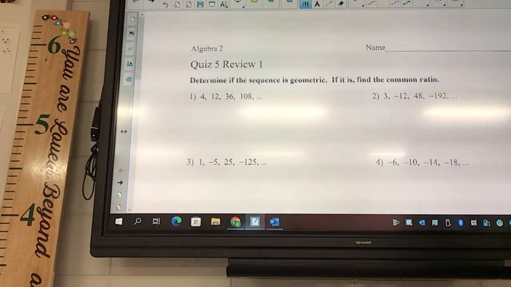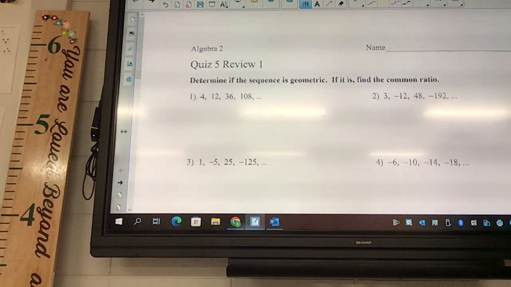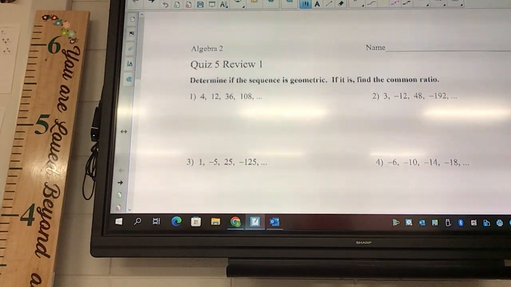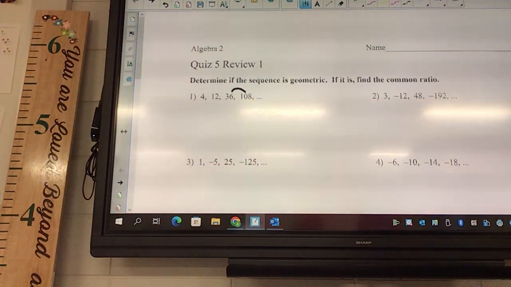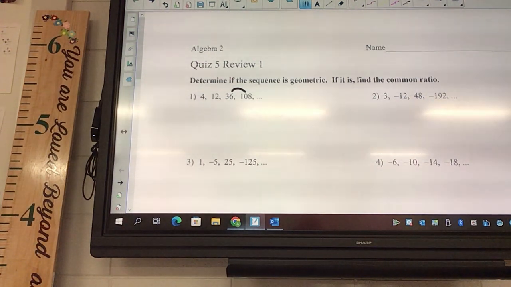Geometric sequence. How do we find the common ratio? Yeah, so you need to find what it multiplies by. Obviously, the easiest way is to divide. So 108 divided by 36 is what? 3. Okay, and then do 36 divided by 12.